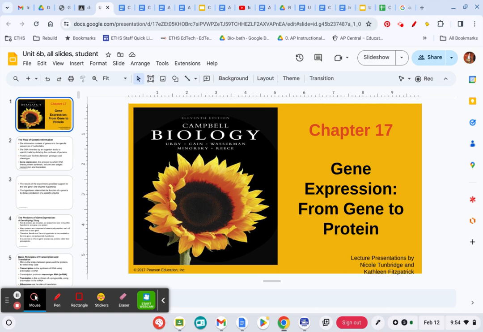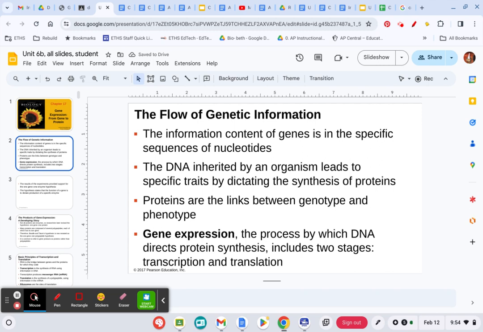So we're going to take that DNA and we're going to turn it into a product that produces, in general, a protein. So the information content of genes is the specific sequence of nucleotides. We talked about DNA having a sugar, a phosphate, and a nitrogen base. And those nitrogen bases are different: A's, T's, C's, and G's. That's the sequence of the nucleotides. The rest of it's the same. Sugars are the same, phosphates are the same.